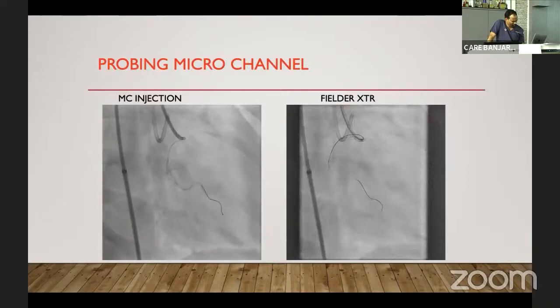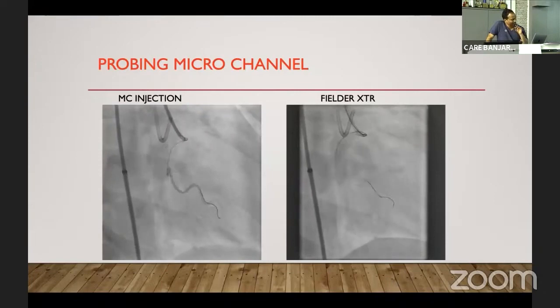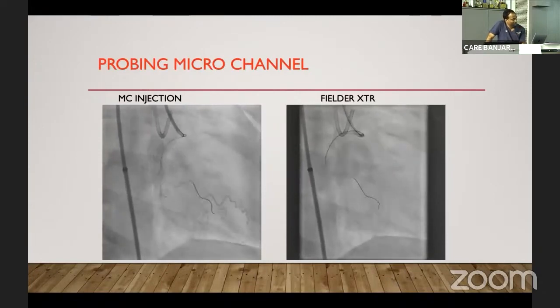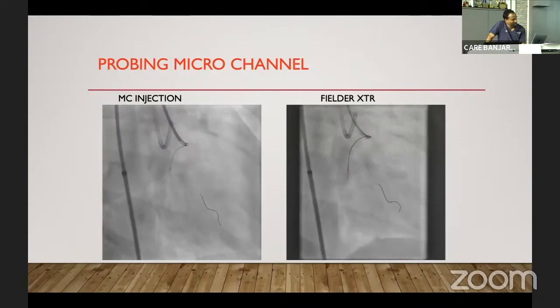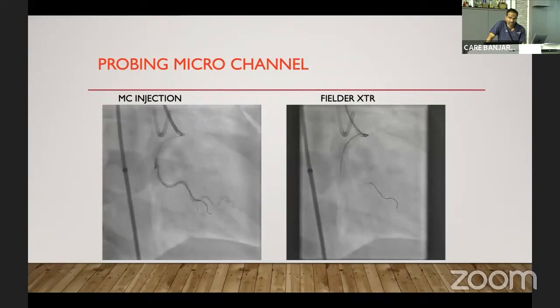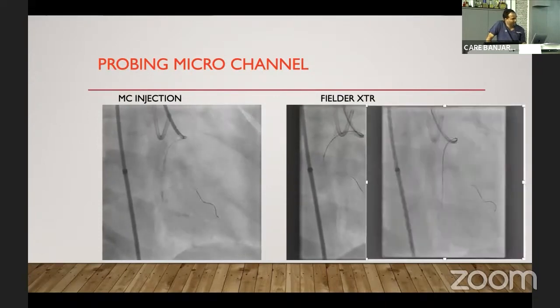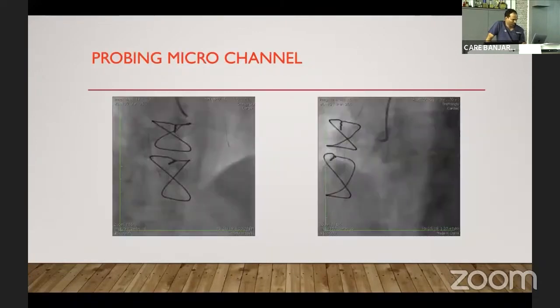As I already mentioned, you can see here, we saw with the microcatheter injection that there is a microchannel. And now you can see this is a Fielder XTR wire. You just rotate the wire. Practically here, we are not really directing the wire. Just keep rotating it, it will take the channel available and go down. And you can see it just went down, right? And usually it will be in true lumen.